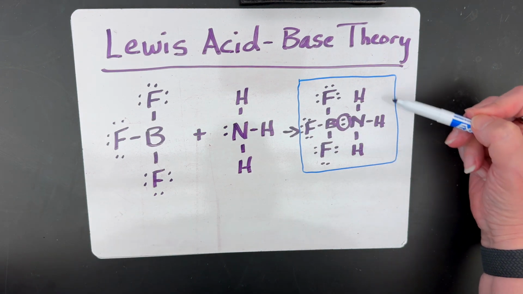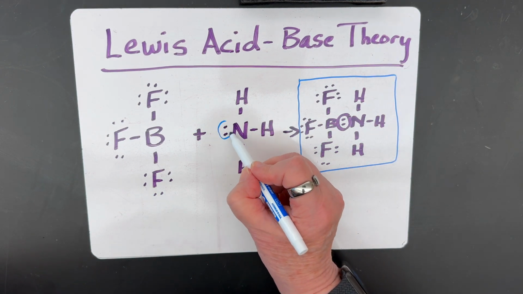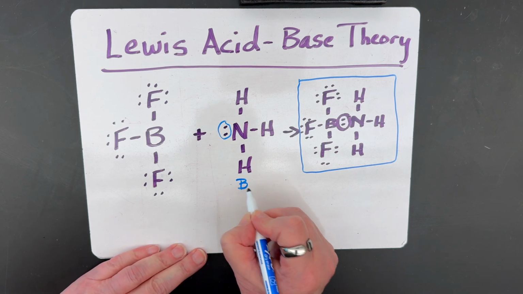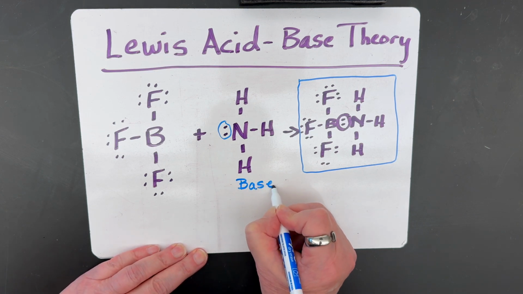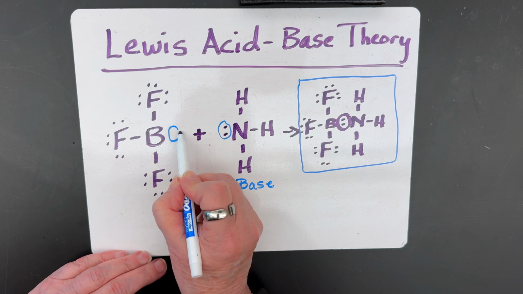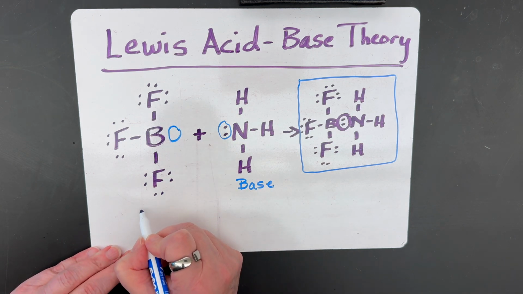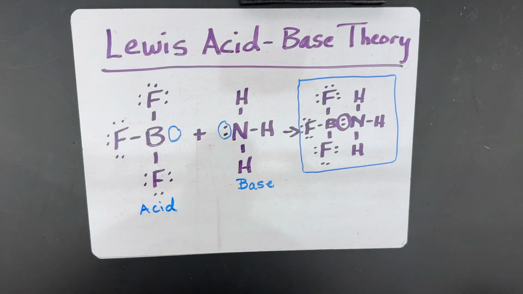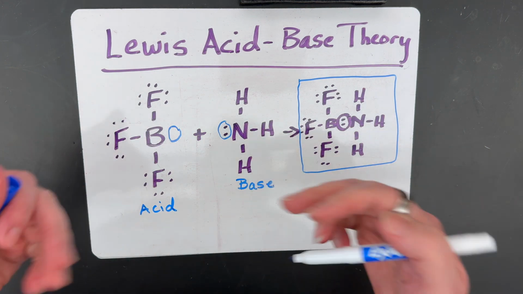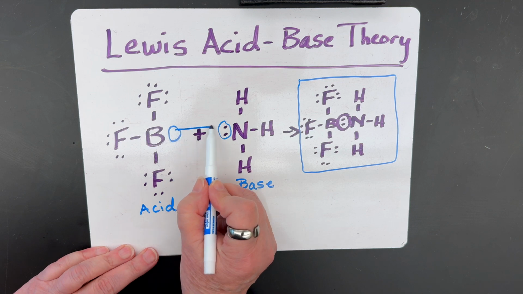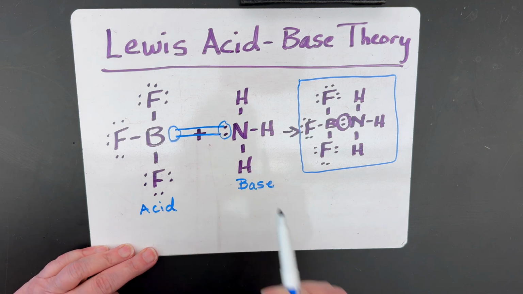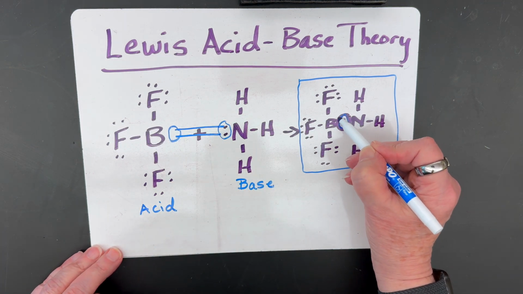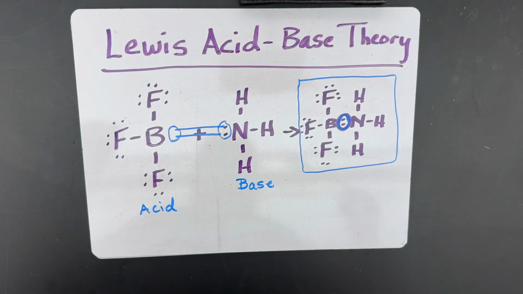And our thing that has the extra pair is our base. And the thing that has the open spot is our acid, by this definition. And then they plug together, and these electrons get shared between those two atoms, boron and nitrogen. And that's how a Lewis acid and base work.